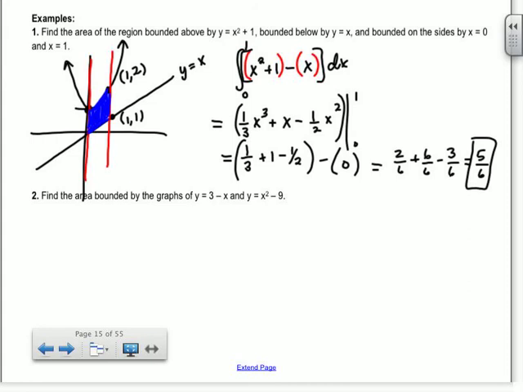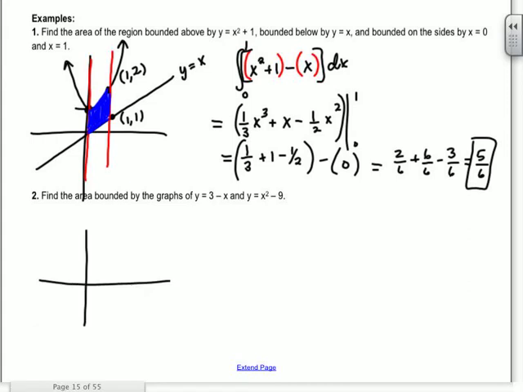All right, so find the area bounded by the graphs of y equals 3 minus x. So again, think about what that curve looks like. 3 minus x has a y-intercept of 3. It has a slope of -1, so you're going to go down 1, right 1. So it's going to go through at 3, 0. And then y equals x squared minus 9, do you guys know what that looks like?